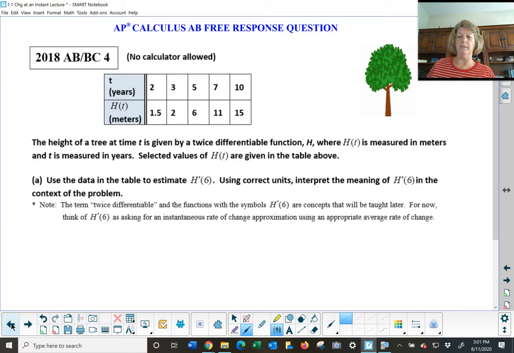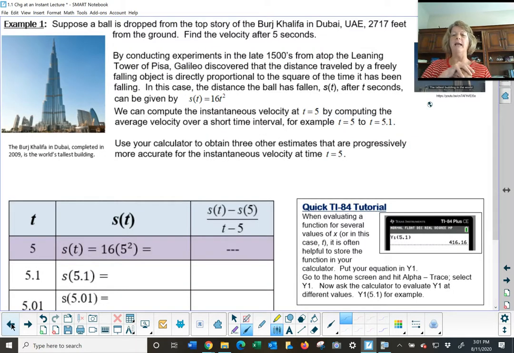This next screen says, suppose a ball is dropped from the top story of the Burj Khalifa building. It's the tallest building in the world. It is located in Dubai. It's around 2,700 feet tall, which, if a mile is 5,280 feet, is roughly a half mile in the air.